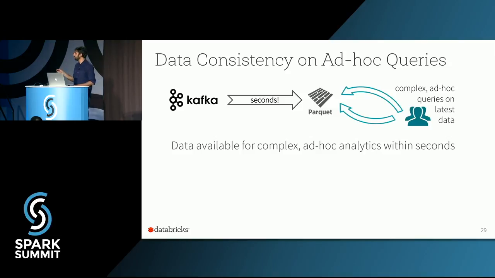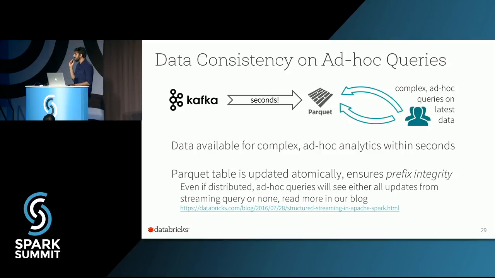So what this enables is that the data from Kafka is immediately available in Parquet in structured form within seconds, and users can start writing complex ad hoc queries on the latest, up-to-the-second data from the Parquet file immediately. And the very cool thing, which makes structured streaming different from pretty much all other streaming systems out there, is that it guarantees that even though the whole system is distributed, and a part of the system can fail or the whole system can fail, when you're querying the Parquet table you either get all the updates in the Parquet table or you don't get any of the updates because there was some failure. You don't get any sort of data inconsistency.